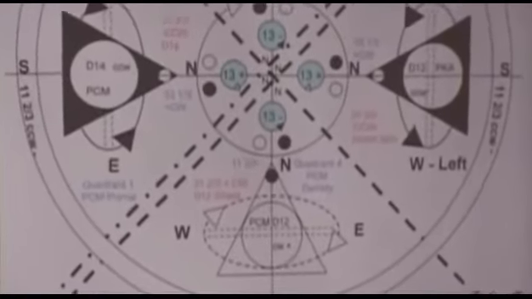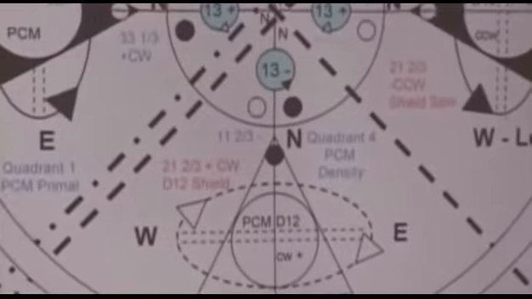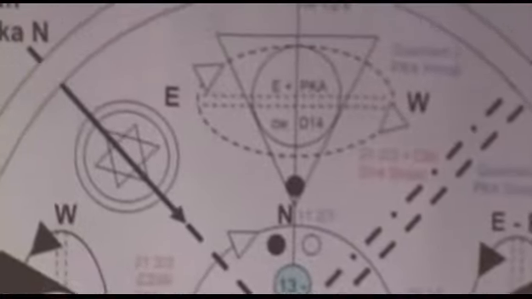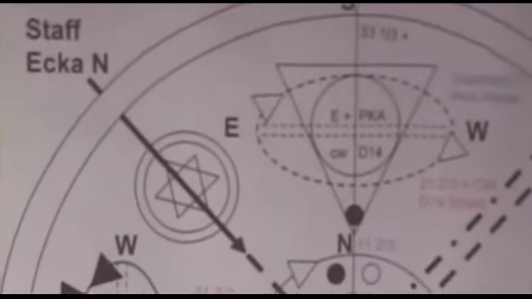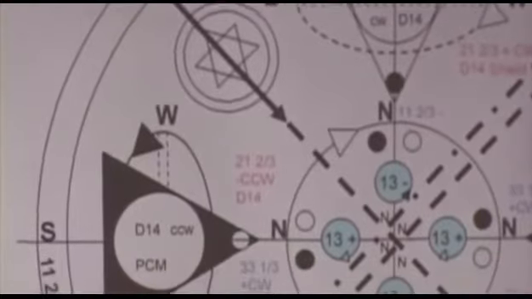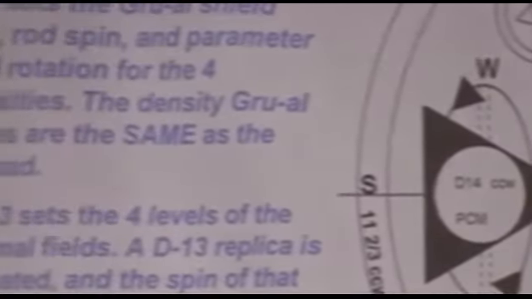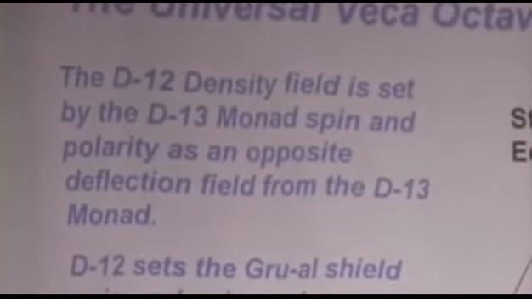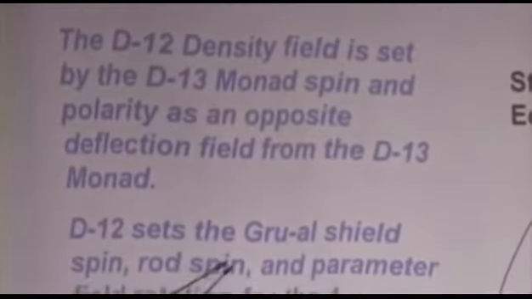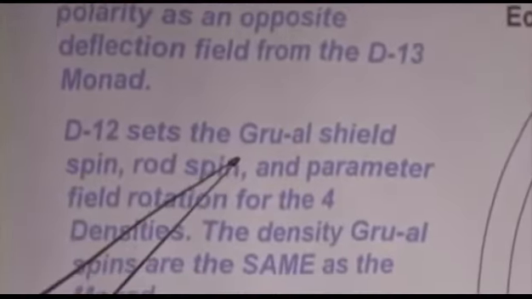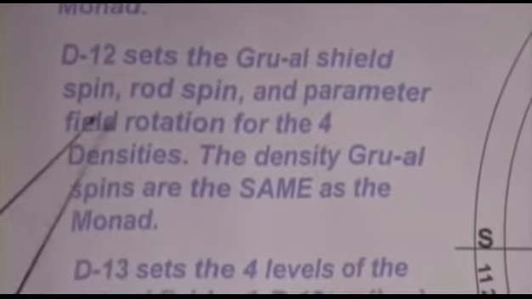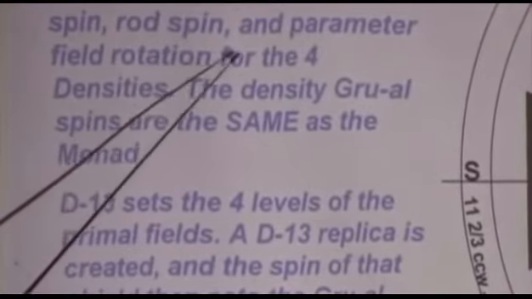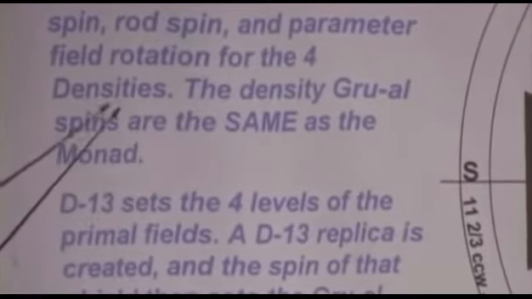So the D13 monad spin, can you move that over so people can see the left-hand side? But the D13 spin, and then the dimension 12 blueprint is set as an opposite field from that one. Then the dimension 12 sets the dimension 11, which is the first Ruel dimension. These are all the control dimensions for each one of the Huva bodies. And it sets the way that that shield spins, the way that its rod spins, and the way that its parameter field rotates.